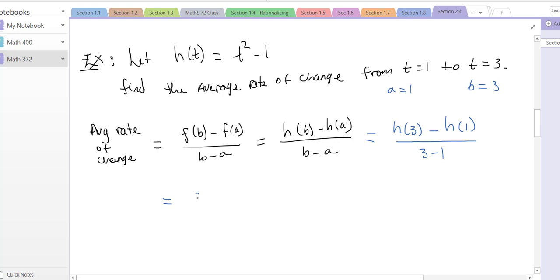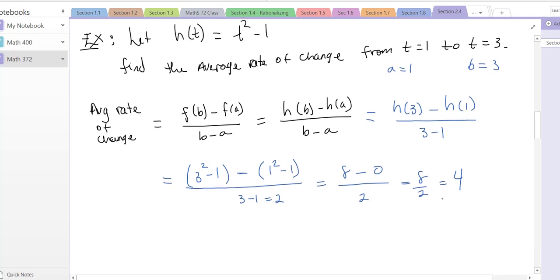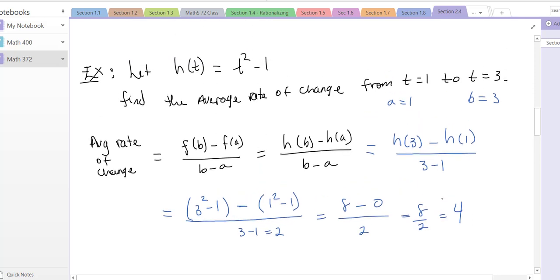So h of 3 is 3 squared minus 1, minus h of 1. h of 1 is 1 squared minus 1, over 3 minus 1, which is 2. So 3 squared is 9, minus 1 is 8, minus 1 squared minus 1 is 0, all over 2. So I just get 8 over 2, which is 4. So that would be the average rate of change between 1 and 3.